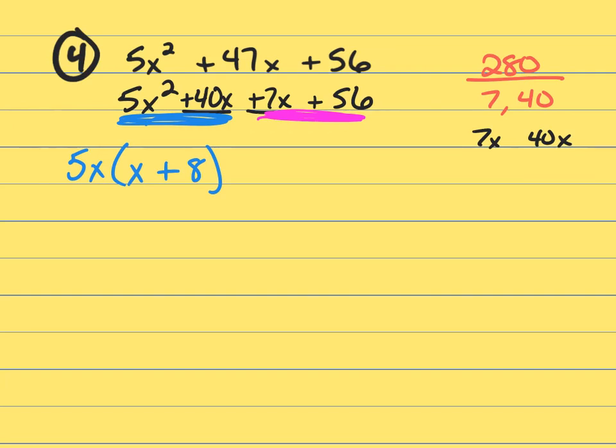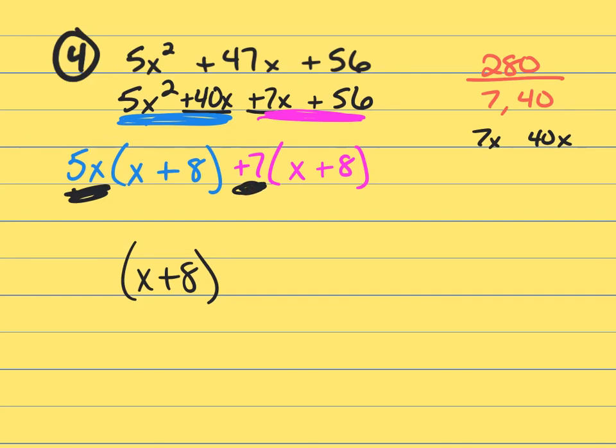Now on the purple side, what's the most I can take out of the purple side? I can take out a positive 7. And I'm left with an x plus 8. Now, do I have the same parentheses in blue and purple? Yes. So I know I'm going to get it right. I'm going to take out my x plus 8 from both sides, and whatever I'm left with, the 5x and the plus 7, is my other binomial. So 5x plus 7. That's my answer.